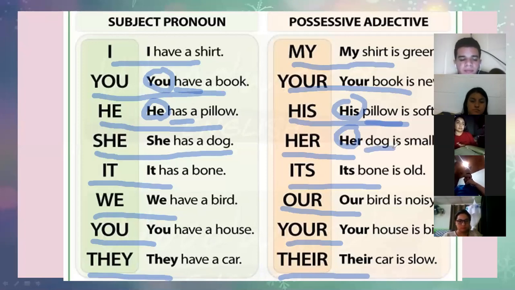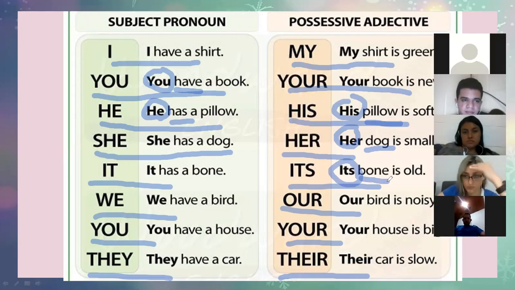Her dog. A dog is not an object, but we're talking about a pet, una mascota. So my pet, your pet, her dog, my dog. Its bone. We have the possessive, and then we have the object. Bone means hueso. Our bird. Again, we are talking about an animal, and we are talking about the possession. Who is the owner? ¿Quién es el dueño? Who is the owner of the bird?